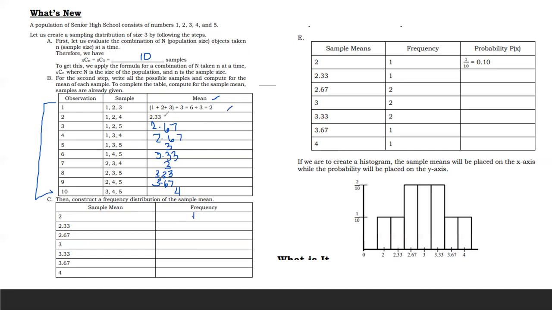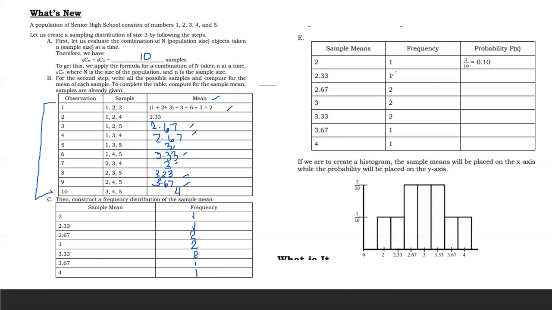Ilan ang 2.33? Isa lang din. Ilan ang 2.67? Dalawa. Ilan ang 3? 1, 2. Dalawa din. Ilan ang 3.33? 1, 2. Dalawa. Ilan ang 3.67? Isa. At ilan ang 4? Isa. Kung 10 ito, dapat 10 rin ito. 1 plus 1, 2, plus 2, 4, plus 2, 6, plus 2, 8, plus 1, 9, plus 1, 10. So, ibig sabihin nagawa natin ang frequency.